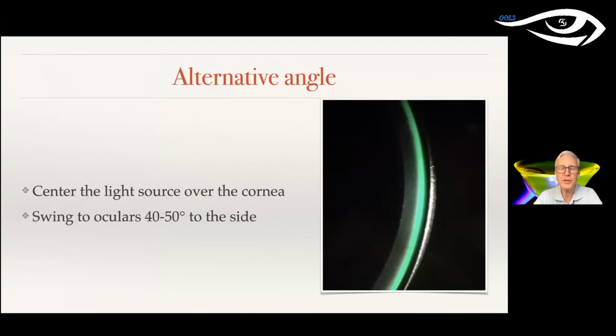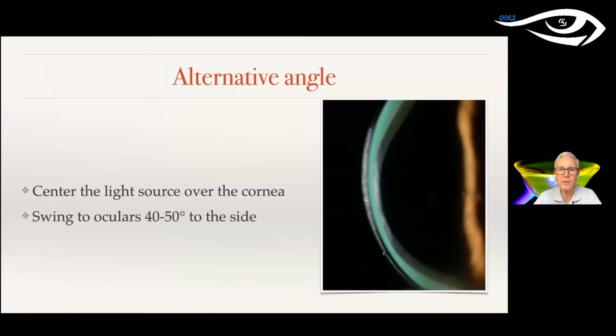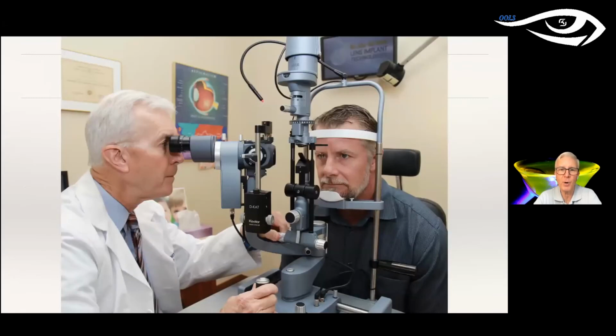Now, the other thing you can do, again, when looking at scleral lenses, is switch the position of the oculars and the light source. So you center the light source over the cornea instead of 40 degrees to the side, and you swing the oculars to the other side. That way you get both angles.